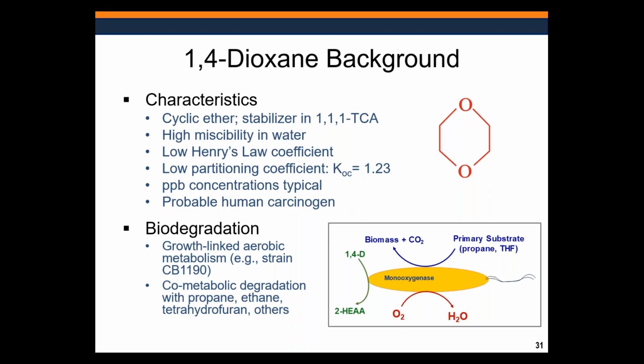And there are a lot of organisms that can degrade it co-metabolically, meaning these organisms use some type of primary substrate, propane, ethane, in this case tetrahydrofuran. They grow on that, and then the enzymes that allow them to grow on that just fortuitously break down 1,4-dioxane. That's the typical co-metabolism which occurs for lots of different compounds.